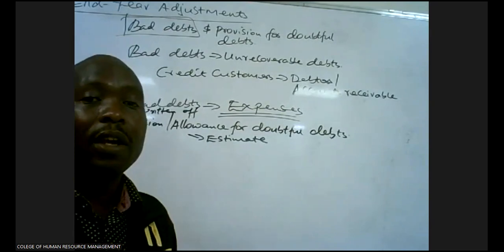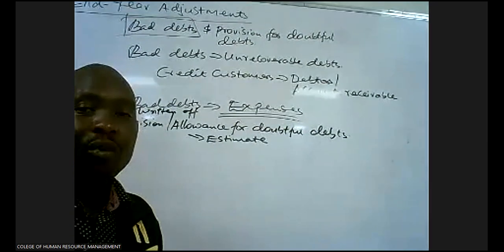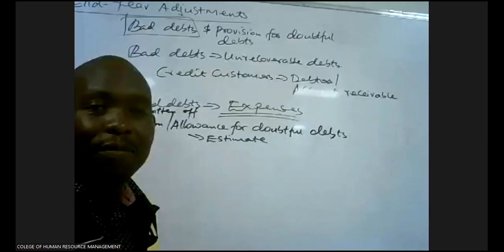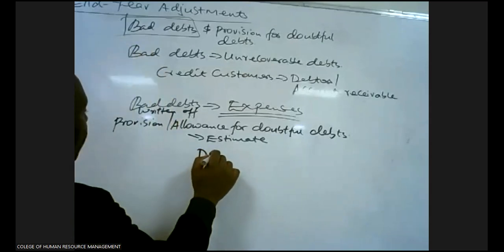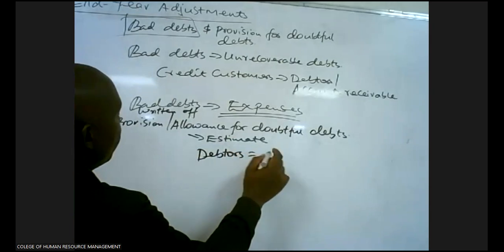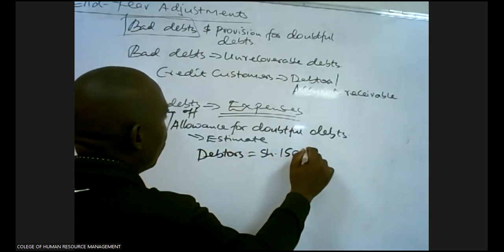You are going to consider it as a provision, as an allowance. So it is like to caution yourself. Like for example, I made sales. This is credit sales, so I have got the debtors, which is equivalent to how much? Which is equivalent to 150,000.